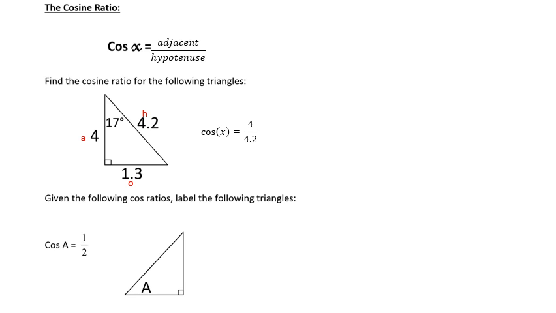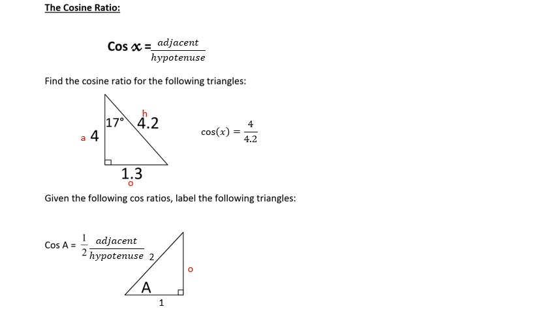Given the following cos ratio, label the triangle. If we know that cos is 1 over 2, we should be able to label at least two sides of this triangle. So we start by naming the sides. We have hypotenuse, opposite, and adjacent. And since cos is adjacent over hypotenuse, I know that my adjacent side is 1 and my hypotenuse is 2.